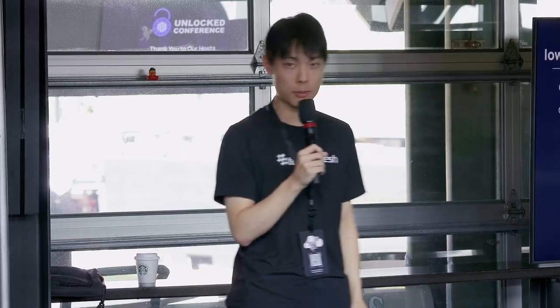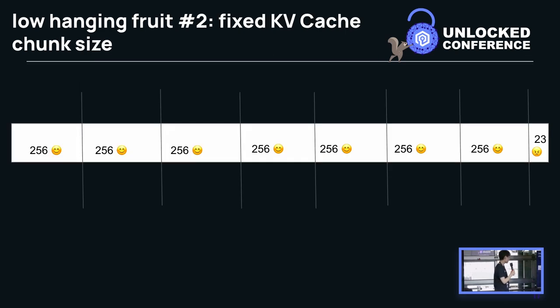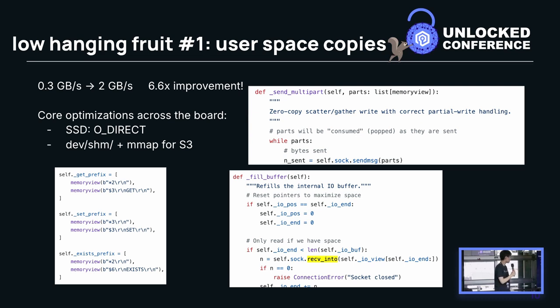And so the first optimization that we did was to get rid of these copies. And so to do that, we implemented the REST protocol ourselves, which was relatively easy because we didn't need most of the features. We just needed get, set, and exists. And so we just did some scatter gather for the sending, so you can have non-contiguous buffers be sent across your socket. And then we just used receive into, which is pretty native. And so this already gives 6.6 times improvement. We already hit our SLO, which is 2 gigabytes per second.